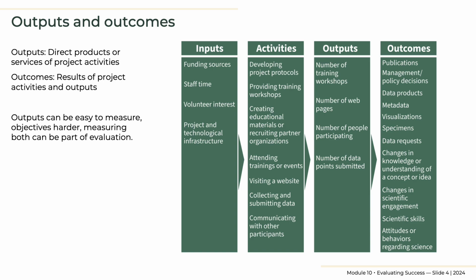Participant outcomes also are possible. In fact, they are a main goal for some citizen science projects. Participant outcomes may include changes in knowledge or understanding of a concept or idea, changes in attitudes towards science or in behaviors related to science, increased scientific engagement, or an increase in scientific skills.